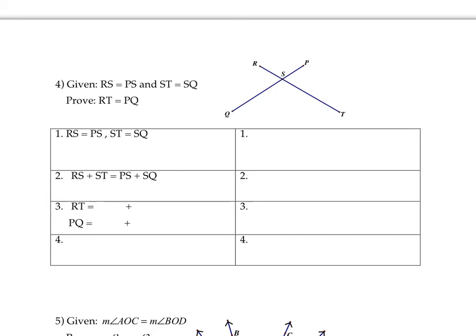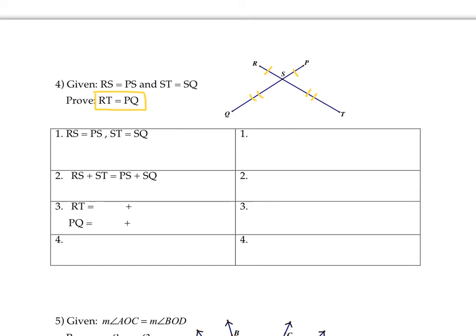Okay, now for some geometric proofs. In number 4, it says we're given that line segment RS is equal in length to line segment PS. So you can mark those two equal to each other with a little tick mark. Then we're also given that line segment ST is equal in length to line segment SQ. And what we're trying to prove is that the whole segments RT and PQ are equal to each other, which makes sense because they're made up of congruent segments.